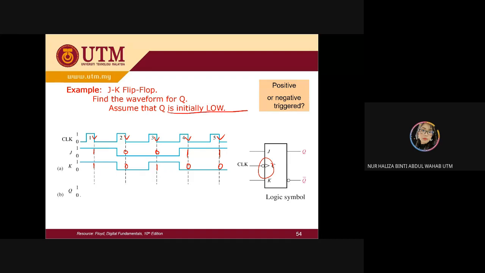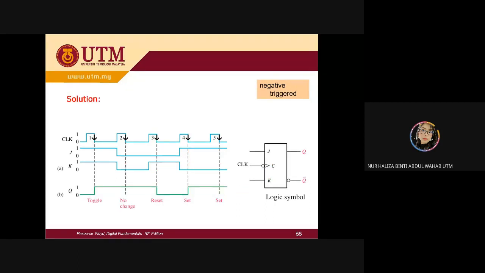So I draw. Initial is low. 1, 1 is going to be toggle until I meet another clock here. 0, 0, no change. Here will be 0, 1, reset. I continue until I meet another clock. 1, 0 will be set. Until I meet another one, set also. So this is my answer. See, in just 1 minute you can get the output.